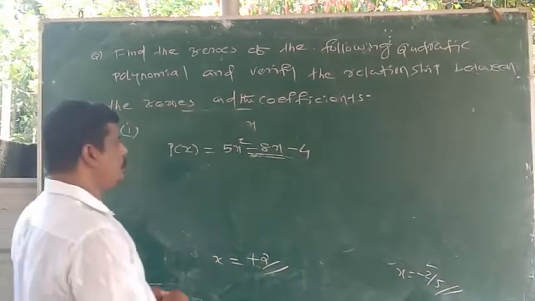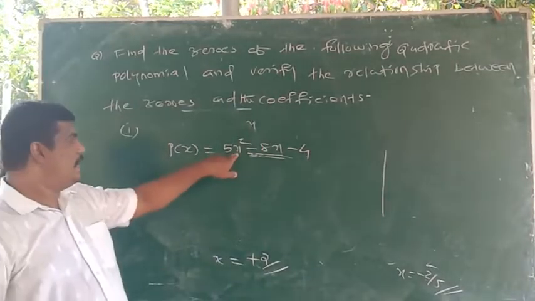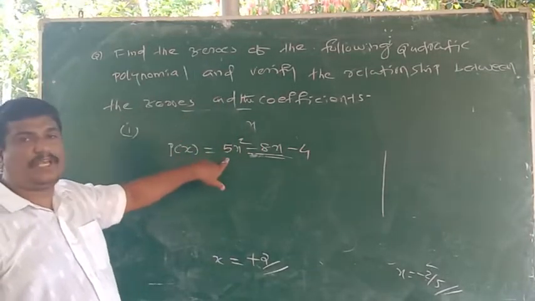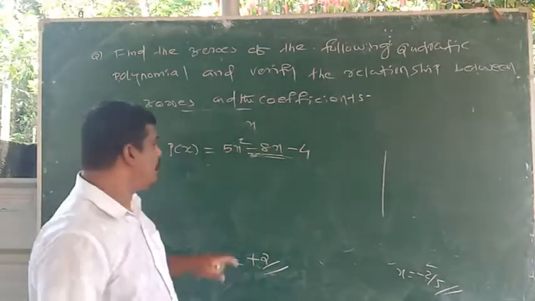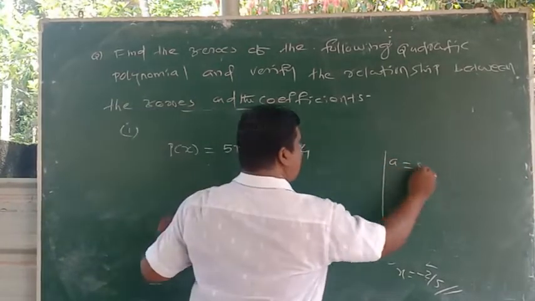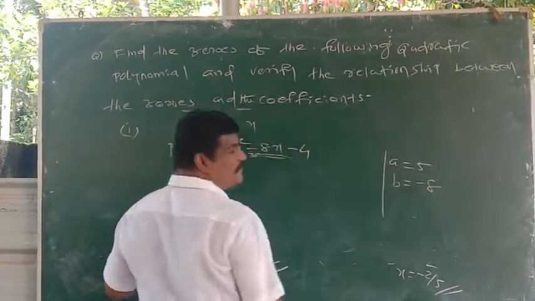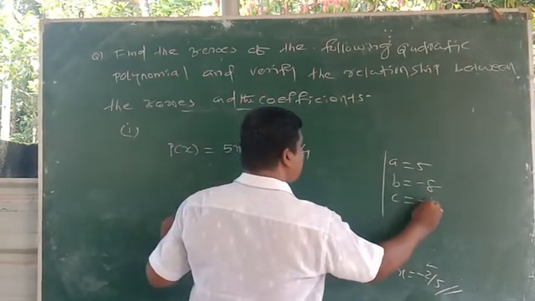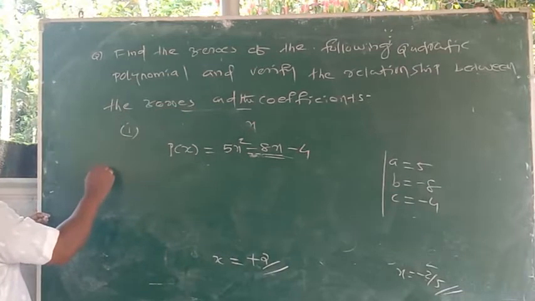So here, what are the coefficients of the equation? What is the standard form of a quadratic polynomial? ax square plus bx plus c. What is the value of a? x square the coefficient, 5. What is the value of b? b equal to minus 8. What is the value of c? c equal to the constant, minus 4. Okay, for the relation verify, first sum of zeros.